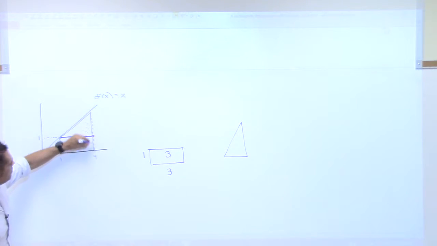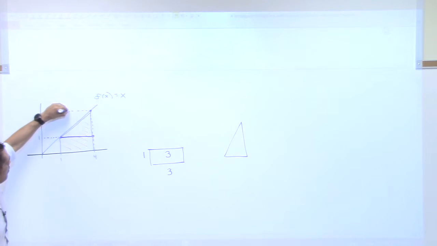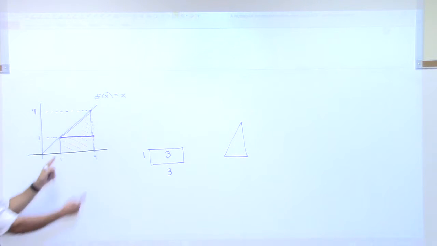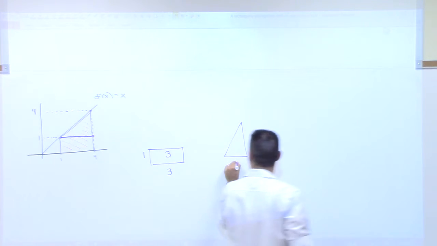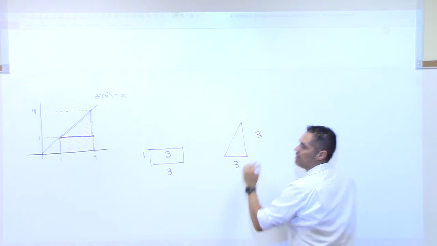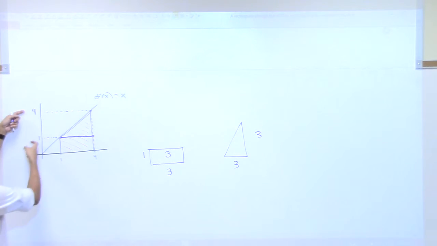I think we're going to need to know how tall this point is. How tall is that point? 4. That's 4, right? Okay, what's the width of this rectangle? I mean, that's not a rectangle, that's a triangle. What's the width of that triangle? 3 still? How tall is it? 3. It's 3 also, because the difference between here and here is 3, right?